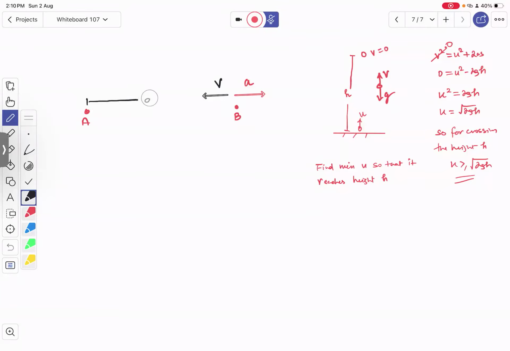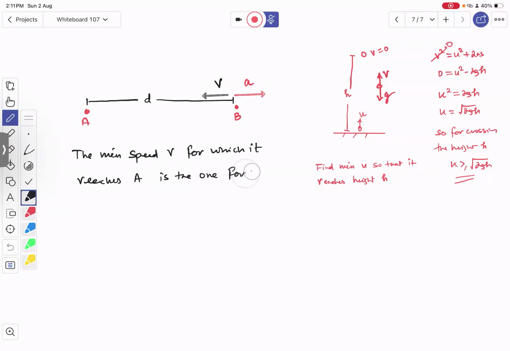At the point A, no? So it means the minimum speed V for which it reaches A is the one for which his speed becomes zero when he reaches A.